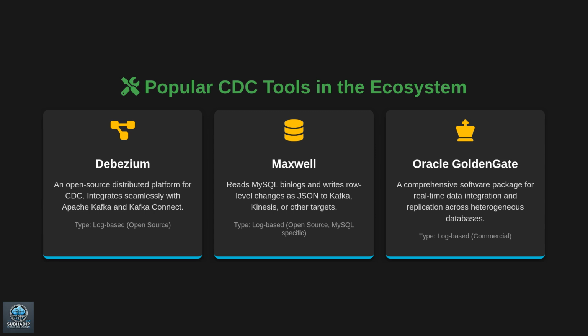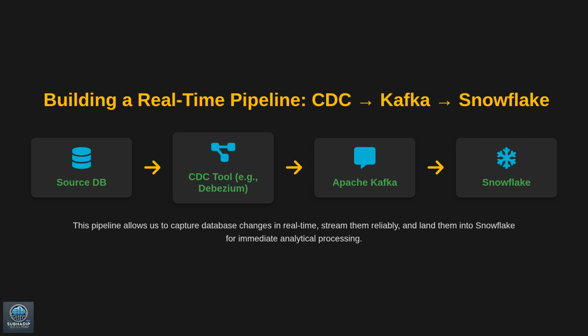It is also log-based. Let's explore a common and powerful real-time data pipeline, CDC to Kafka to Snowflake. It starts with your source database. A CDC tool like Debezium captures the changes from the database logs. These changes are then streamed to Apache Kafka, which acts as a robust message broker for all events. Finally, from Kafka, the data is loaded into Snowflake for real-time analytical processing and reporting. This pipeline ensures that your data warehouse is always up to date with the latest operational changes.